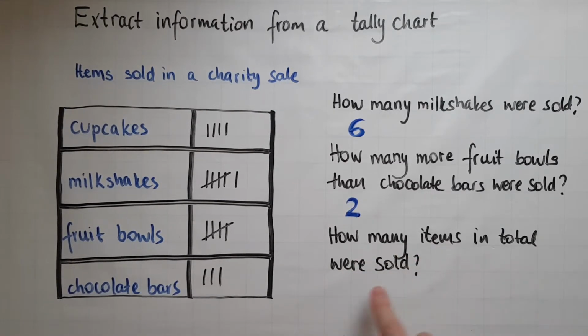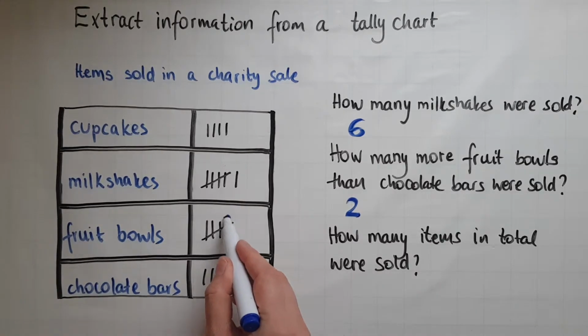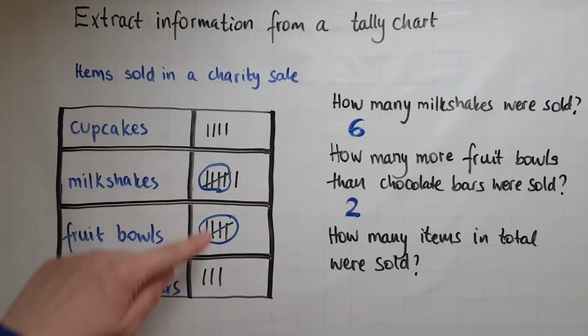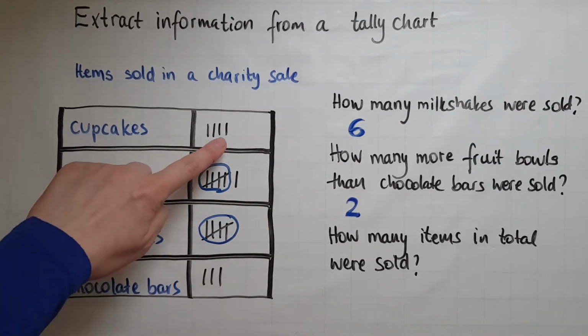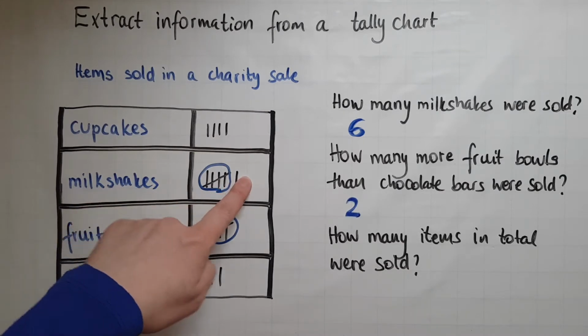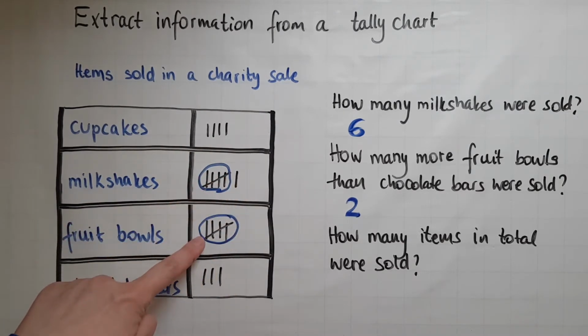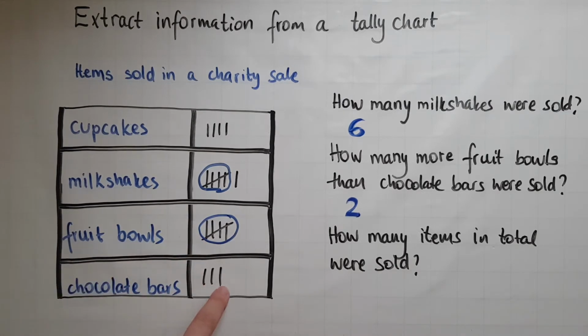How many items in total were sold? So I can see that there is a block of 5 here and another block of 5 there. So that's easy to count. And there is 4 and this one makes 5. And the 5, 10, 15, 16, 17, 18. 18.